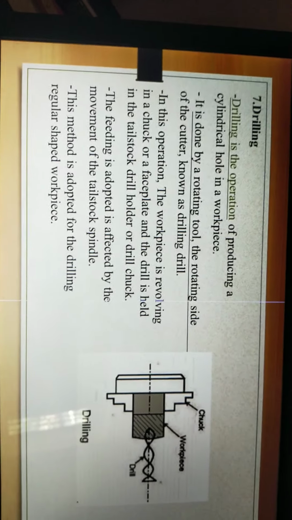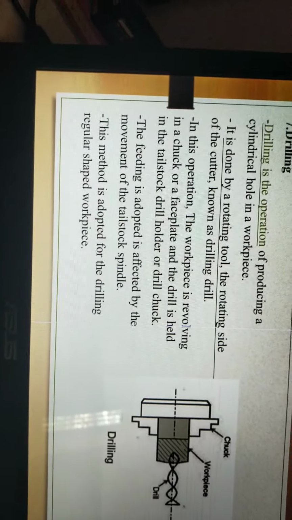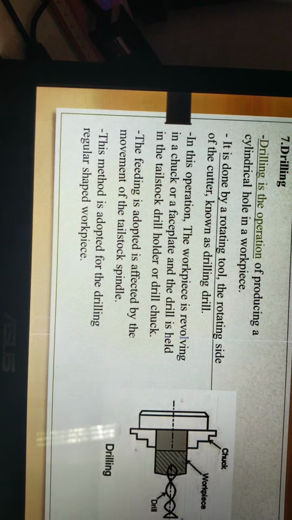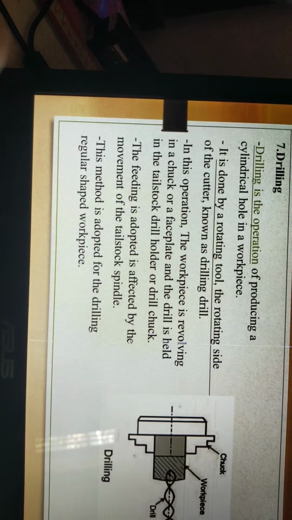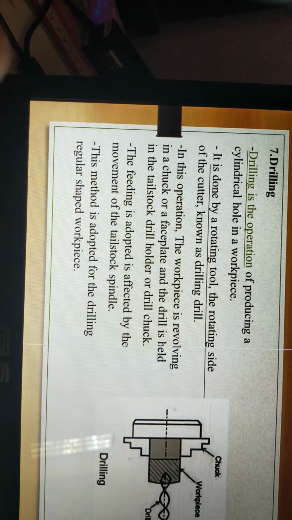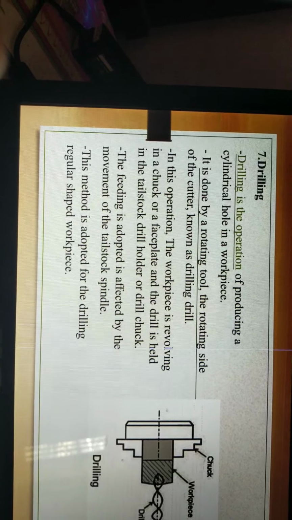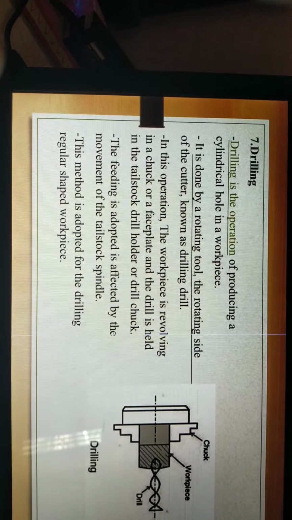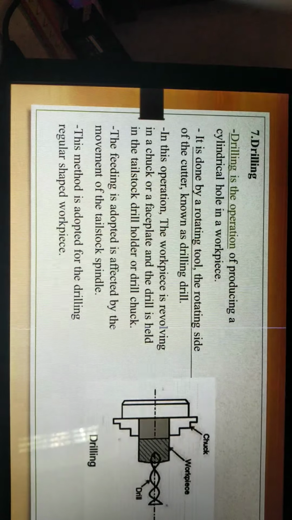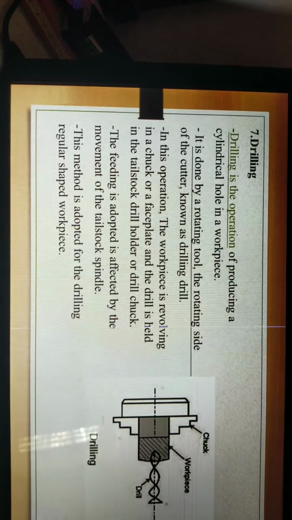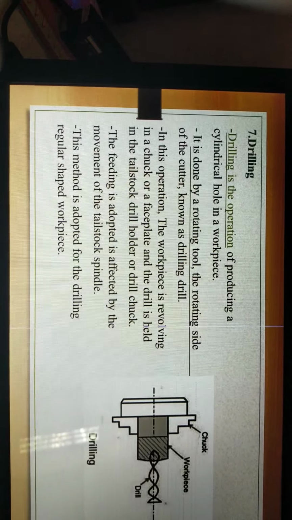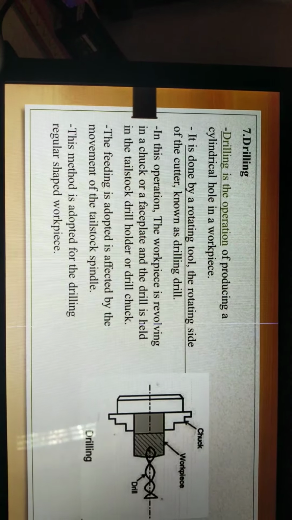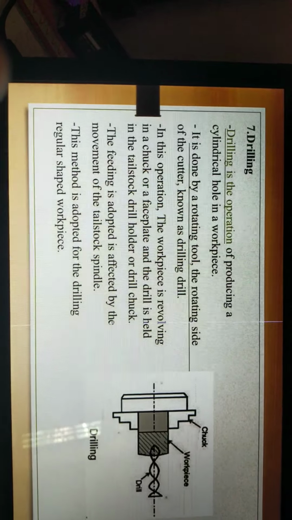Drilling is the operation of producing a cylindrical hole in the workpiece. It is done by a rotating tool. The rotating side of the cutter is known as the drilling tool. In this operation, the workpiece is revolving in a chuck or face plate, and the drill is held in the tailstock drill holder or drill chuck. The feeding is effected by the movement of the tailstock spindle. This method is adopted for drilling regular shaped workpieces.